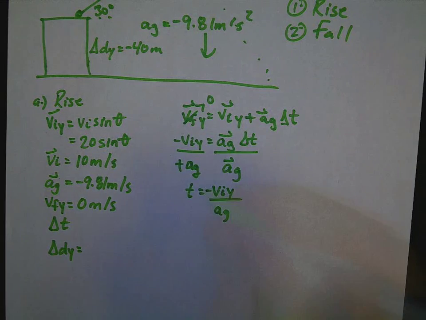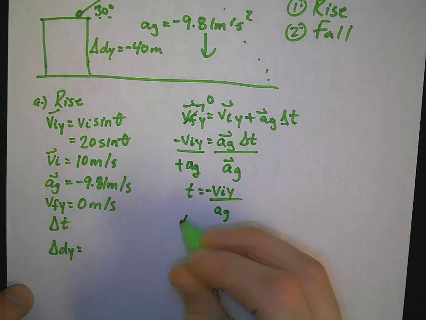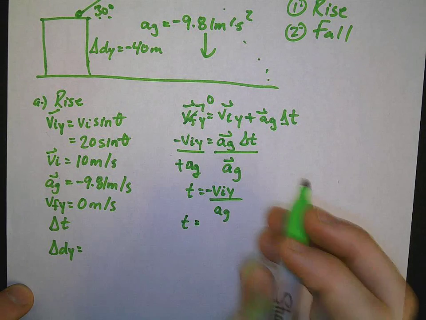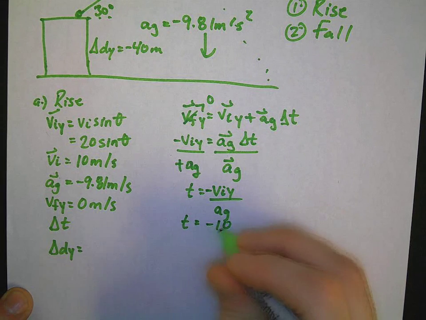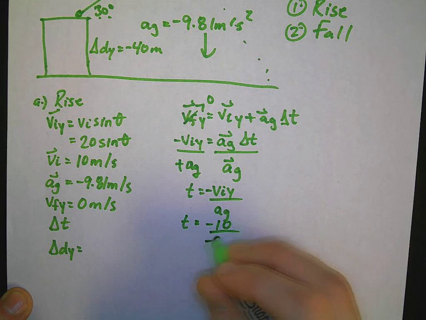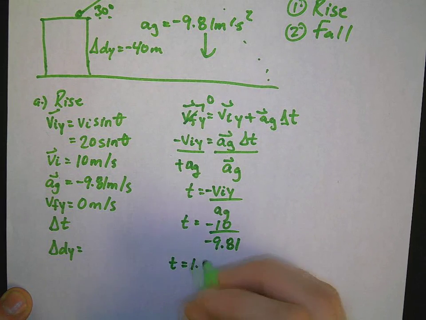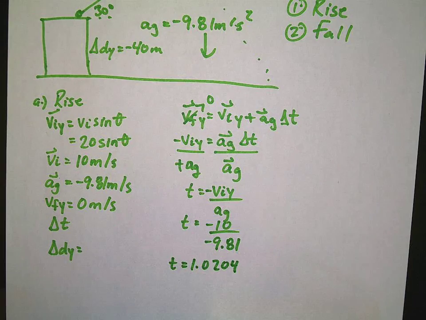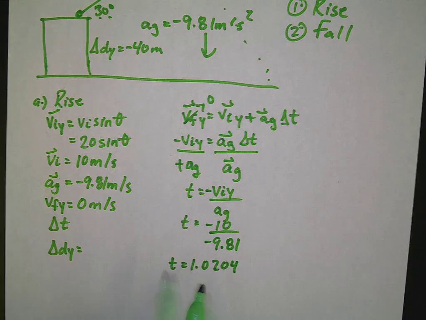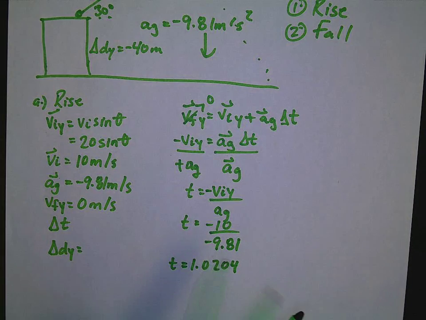So, therefore, substitution. My time is simply going to be negative 10 over negative 9.81, which gets us 1.0204. You will notice that I've included a few extra decimal places. This is for accuracy before I look at my significant digits at the very end.